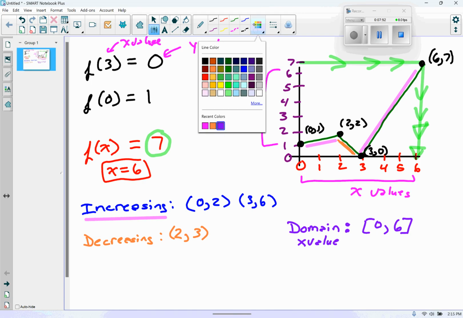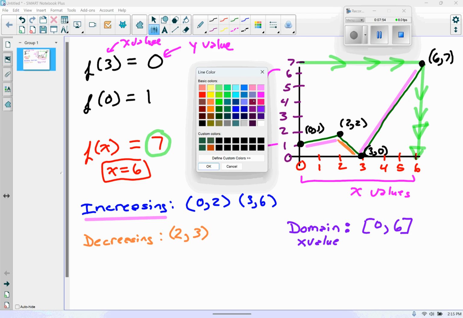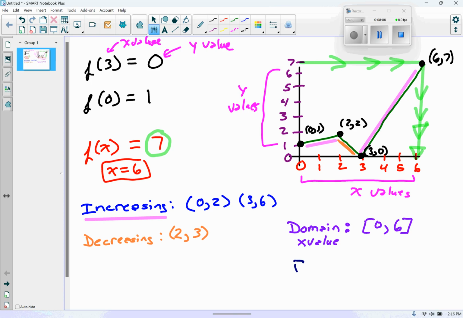And then if I wanted to know what the range was, let's see, pick a color. That might be a good one. If I want to figure out what the range is, remember the range are the y values. So what is my smallest y value? 0. Very good. So this is my smallest y value right here, correct?